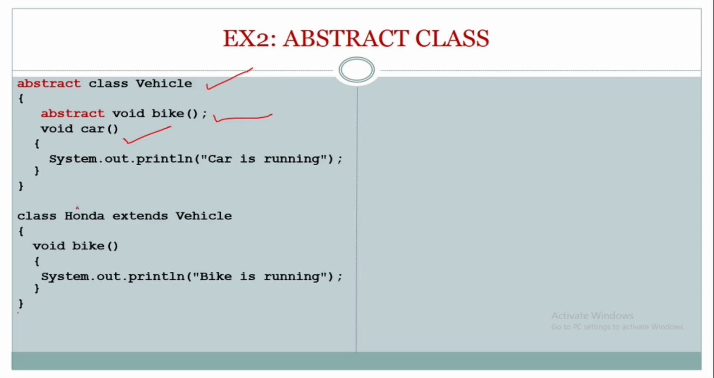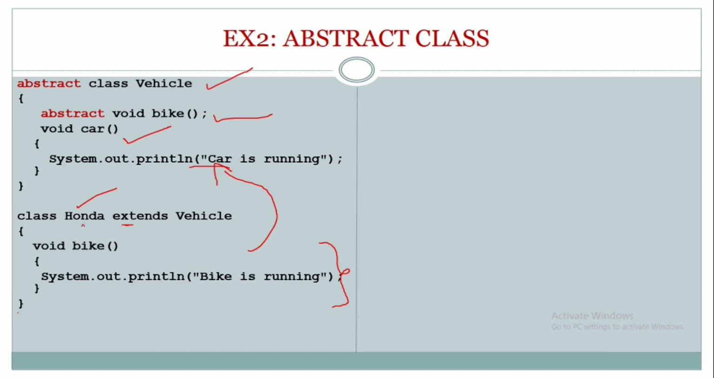Yes, we have just created a subclass of class Vehicle, that is, we created Honda, and as you can see, the abstract method is implemented in this subclass, void bike. Yes, this Honda will inherit the features of Vehicle. As you can see, Honda has inherited the feature called void car. That method, that feature, is being inherited by class Honda.